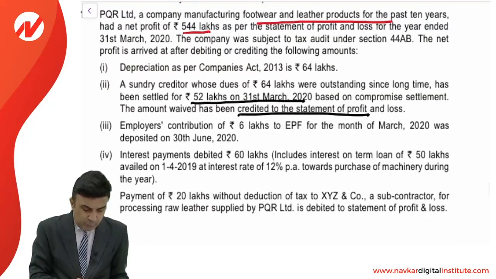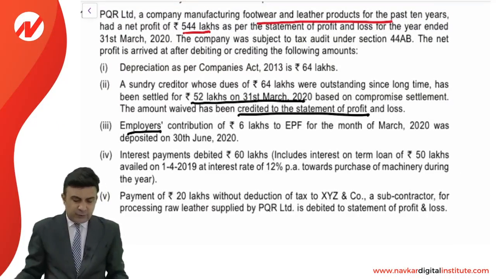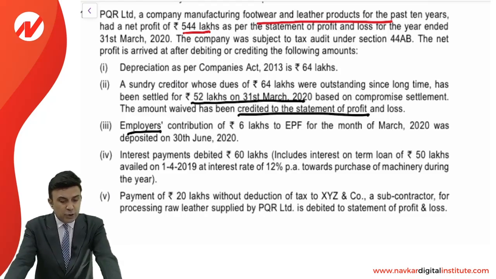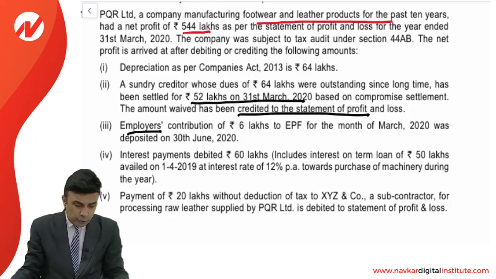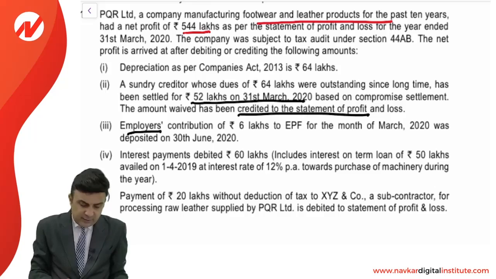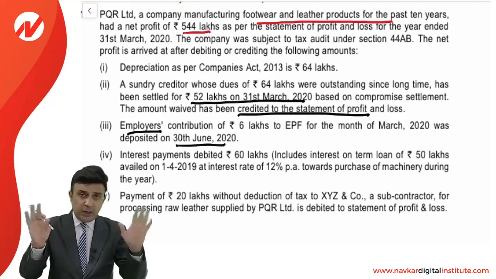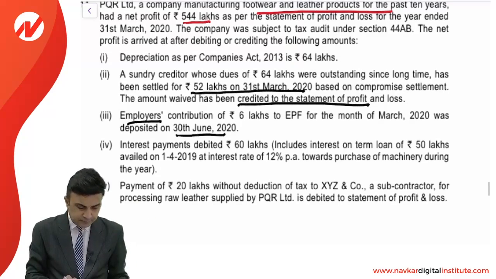Third, employer's contribution of 6 lakhs to EPF in the month of March 20 was deposited on 30th June 2020. Friends, remember, if it is employer's contribution, then it is covered by 43B. As it is covered by 43B, it is allowable as deduction if it is paid on or before the due date of filing of return. Friends, as it is deposited up to the due date, that is 30th June 2020 only, no adjustment is required.